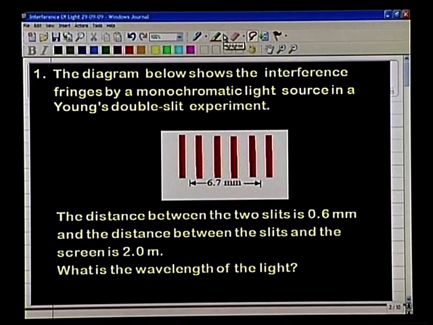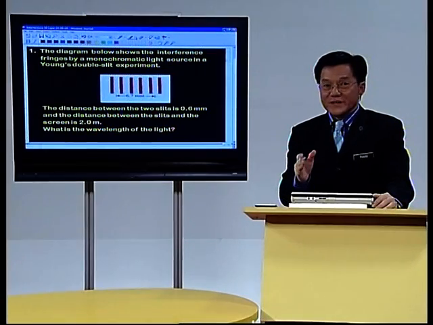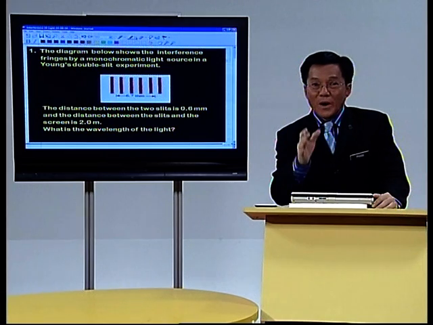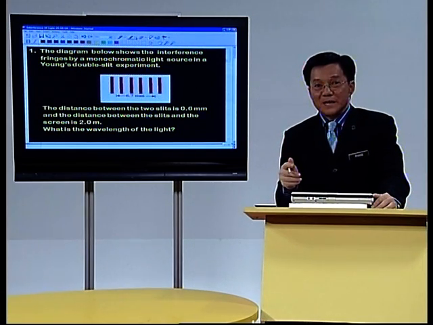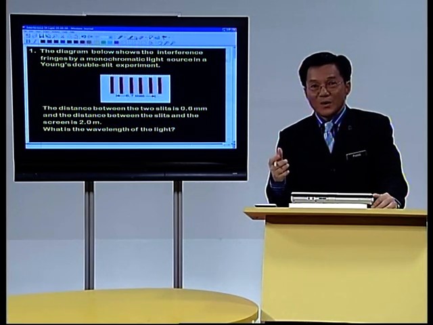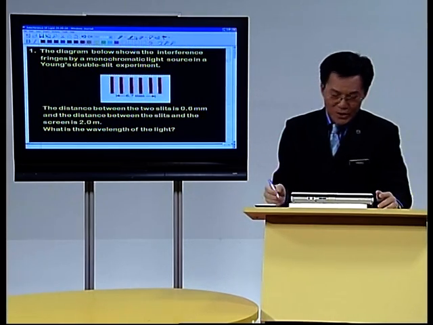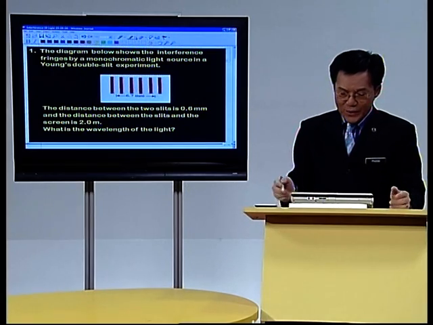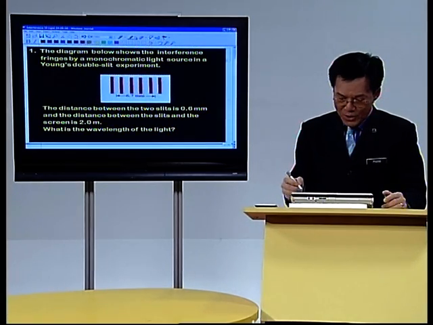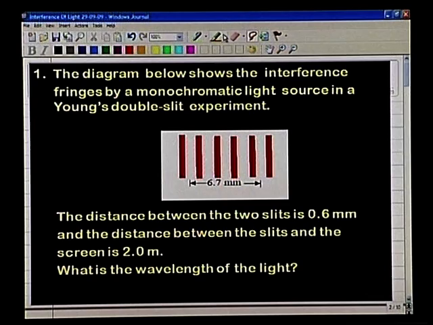Now, in this question, we are using lambda equals AX per D. So we need to write down first and foremost every one of the quantities. Namely, what is A, what is lambda, what is X, what is D. Okay, step by step, we'll do it together. Now look at this question here. We are given that the distance between the two slits is 0.6 millimeters.